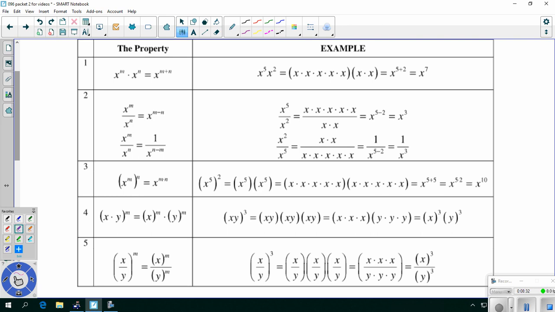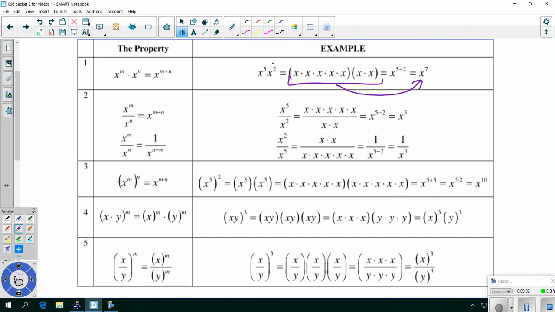Let's see it in action. X to the 5th times x squared. Let's be naive and write out x to the 5th as x, 5 of them right next to each other. And then x squared as x times x. And if I saw this, I would say, well, I don't need the parentheses because it's all multiplication. So ignoring those parentheses, I just see many x's multiplied together. How many x's do we see? We see 7. And so for sure, the final answer is x to the 7th.